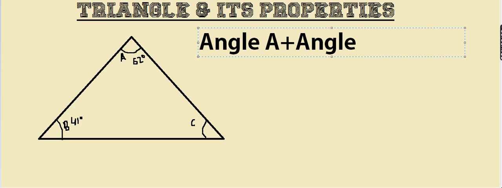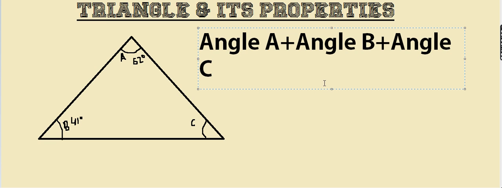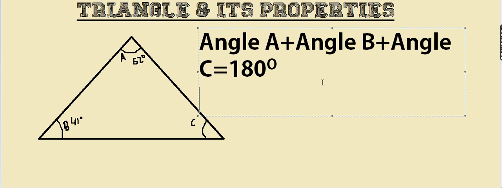Okay? ये आप देख रहे हैं angle A plus angle B plus angle C, इन तीनों के values को अगर add की जाए तो आपको मिलेगा 180 degrees. Now what I will do is I will substitute the values of angle A, angle B and angle C. Angle A is 62 degree, so in the second line instead of angle A I will write 62.